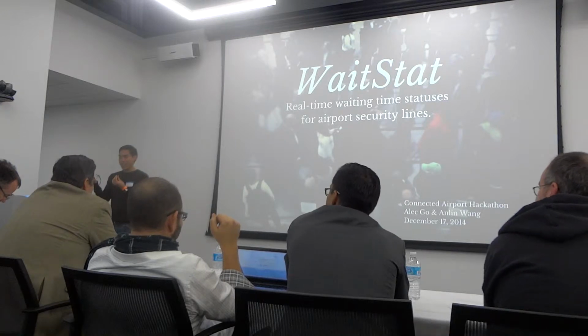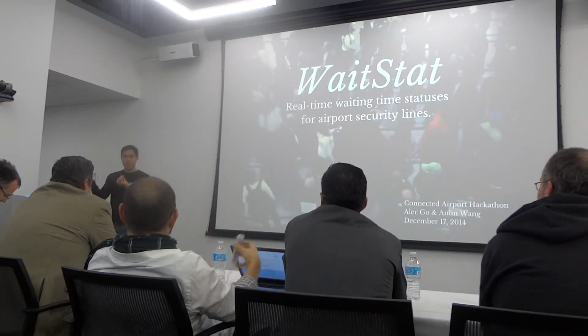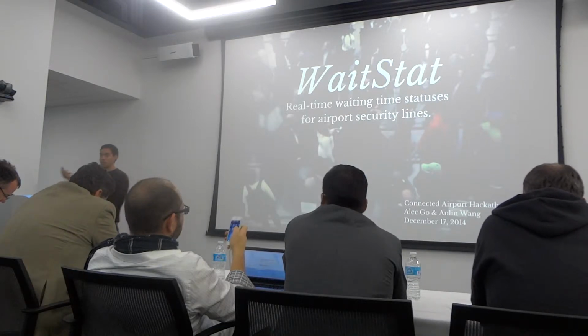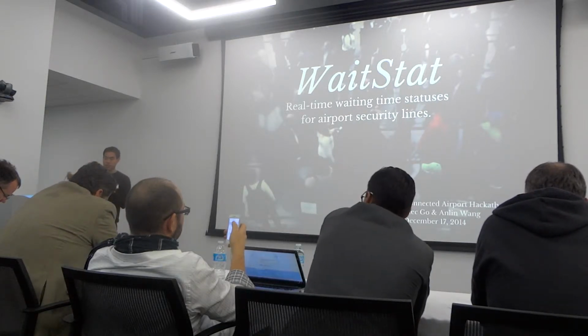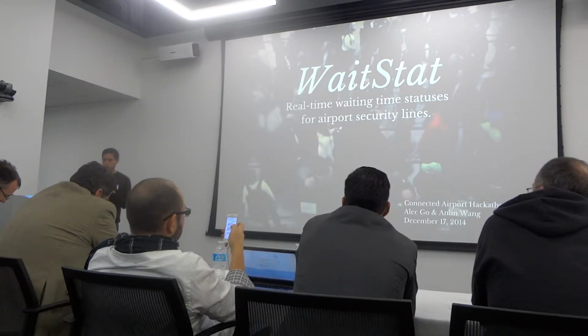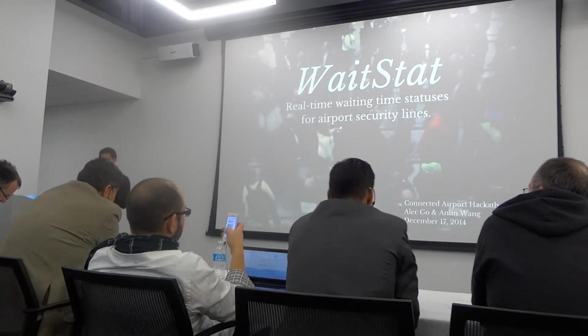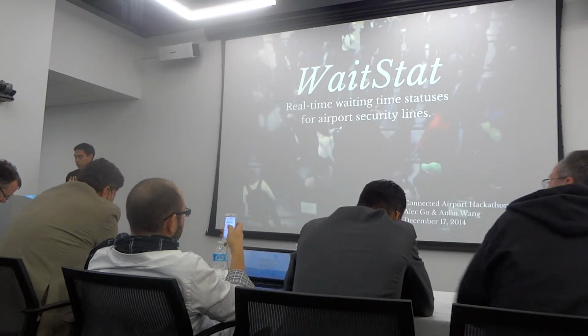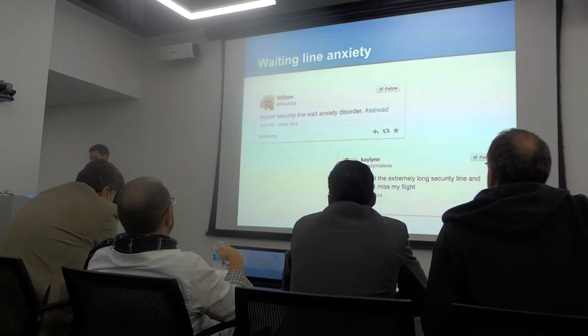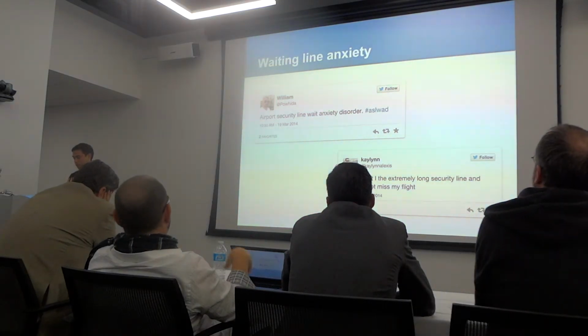So why do we not have real-time stats about waiting lines at the airport? It seems like most people would want to see that information before they go to the airport, and also when they're in the airport, they probably want to know how long it's going to take to get through. So my project tries to solve this issue. And we see it even on Twitter, people complaining about wait line anxiety.